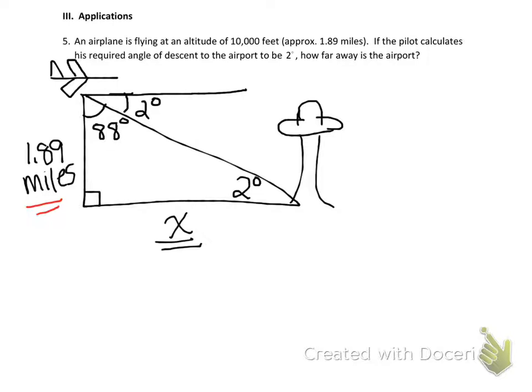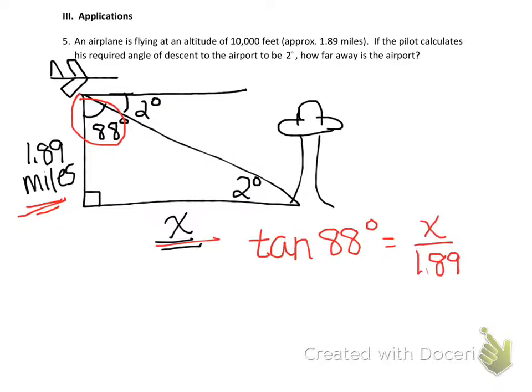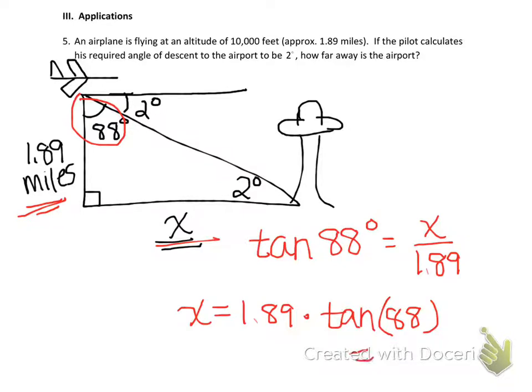So let's say we use the 88. Then we need to use x and 1.89, which is tangent. It's opposite over adjacent. So we're going to have tangent of 88 degrees. And again, you need to be in degree mode in your calculator if you're not already. Equals x over 1.89. So you multiply by 1.89, meaning x equals 1.89 times tangent of 88. And you could plug this in just like this in your calculator, which equals about 54 miles.